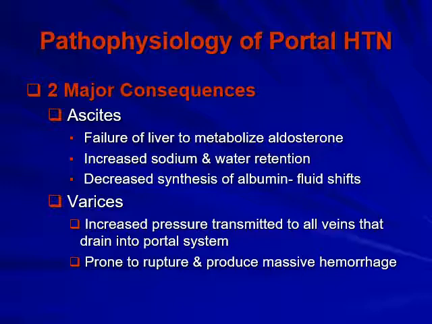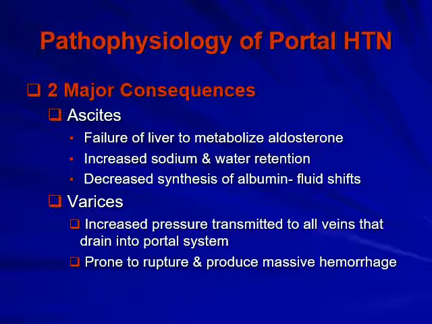We also know that another huge contributor to the ascites is the decreased synthesis of albumin, and that lower level of albumin will result in a decreased osmotic pressure. We don't have enough albumin to keep fluid in the intravascular space, and so they end up third spacing it and end up with ascites in the peritoneal cavity.